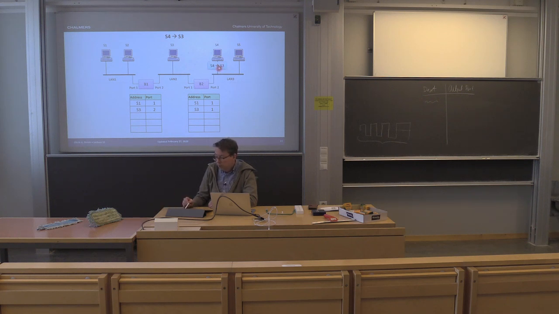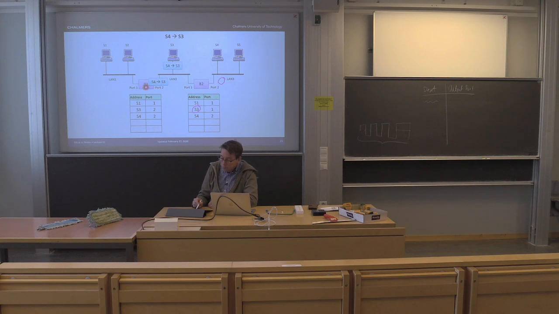So it generates a frame. It's picked up by bridge number 2, which then fills in this row. S4 can be found on port 2. It looks at the destination address S3, and now there is a hit actually, right? S3 is found in the forwarding table. So bridge number 2 now knows that this frame needs to go out on this port. Okay. And it does that. It sends it out like this, and then it's picked up by S3.